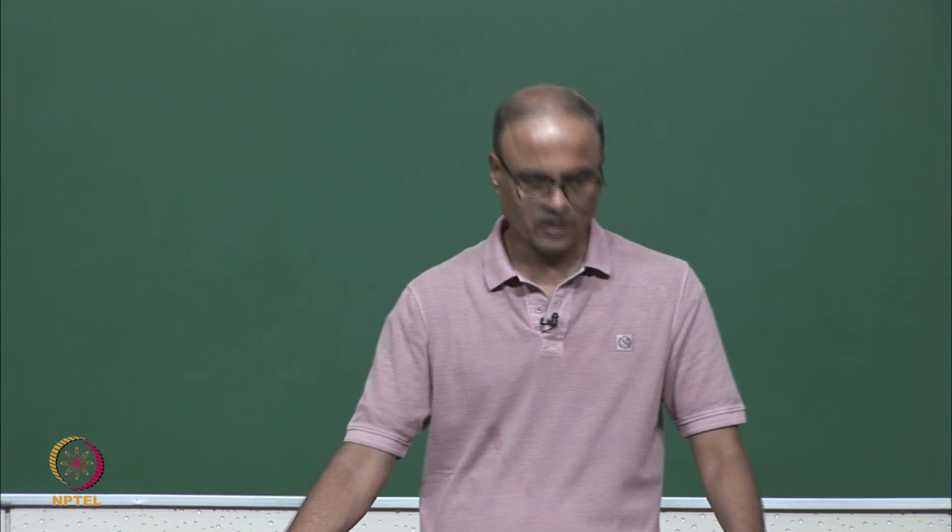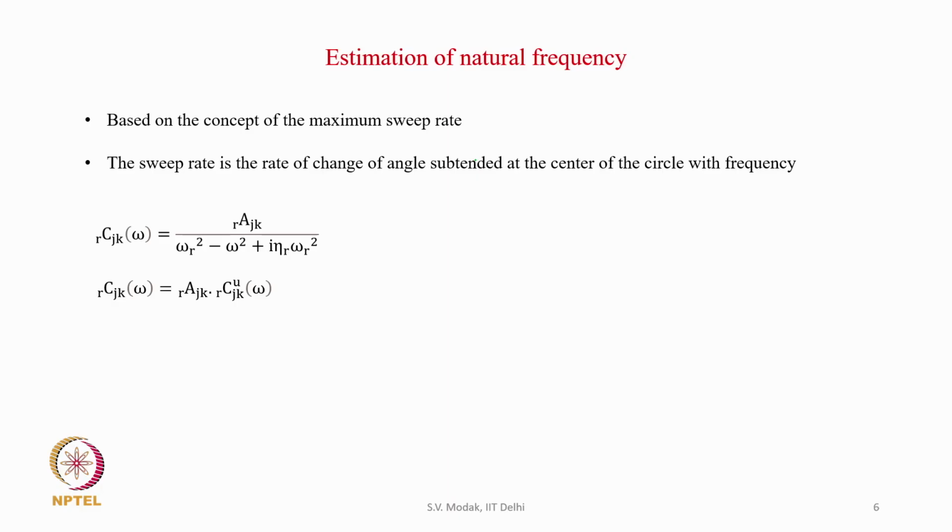Further, we also note that RCJK can be written as a product of RAJK and RCUJK. This RCUJK is nothing but 1 upon omega r square minus omega square plus i eta r omega r square. It is based on a unit modal constant because its numerator is unity. So, RCUJK corresponds to a single degree of freedom FRF with unit modal constant, and that is why the superscript u has been placed, to indicate that it is based on the unit modal constant.